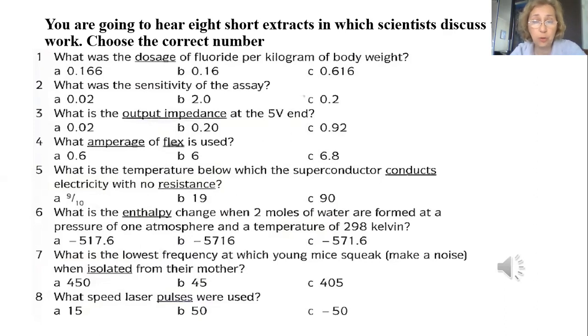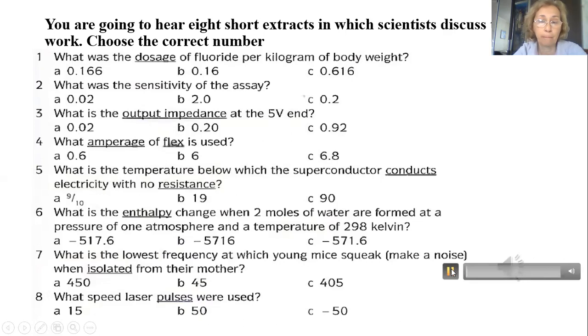Anyway, I suggest you listen for the second time, and try to focus on those questions which are hard to understand. Let's listen once more, maybe it will help.